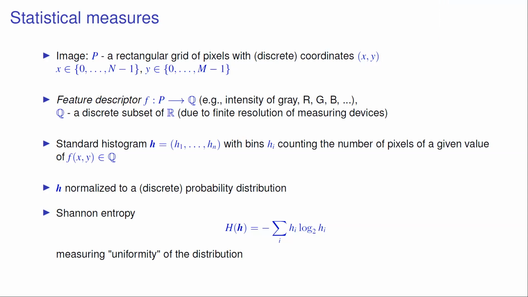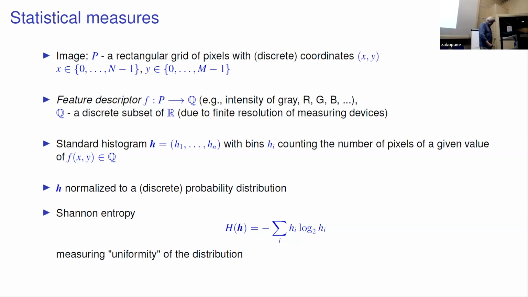This is also discrete because there is a finite resolution of our eyes or measuring apparatus, and you perform standard histograms with bins at each point, counting the number of the values of the f at this point. You normalize this over the whole picture. So you simply make a histogram of the values of the feature through this whole image. Then you normalize H to a probability distribution, and you can do whatever you want with it. For example, you can calculate Shannon entropy, which somehow counts the uniformity of this distribution.